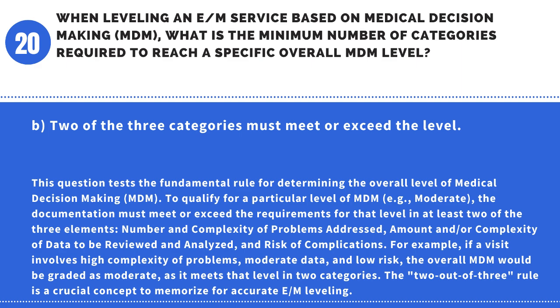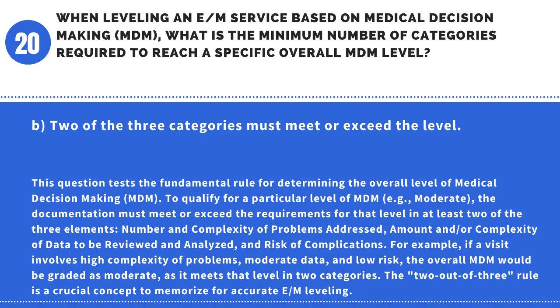Answer: B. Two of the three categories must meet or exceed the level. This question tests the fundamental rule for determining the overall level of medical decision-making, MDM. To qualify for a particular level of MDM, e.g., moderate, the documentation must meet or exceed the requirements for that level in at least two of the three elements: number and complexity of problems addressed, amount and/or complexity of data to be reviewed and analyzed, and risk of complications.